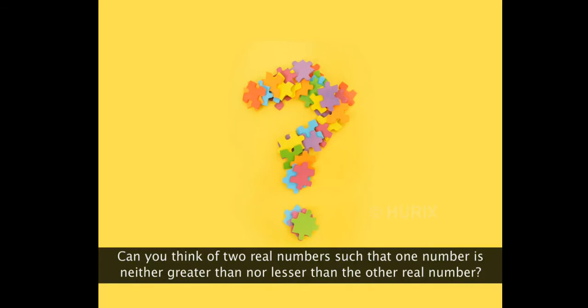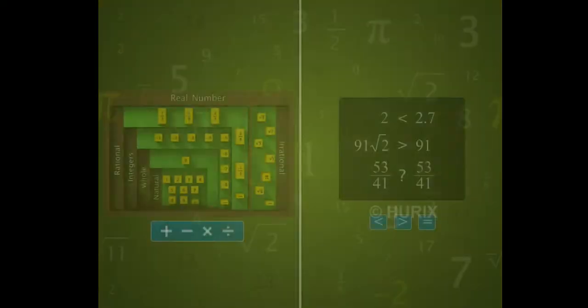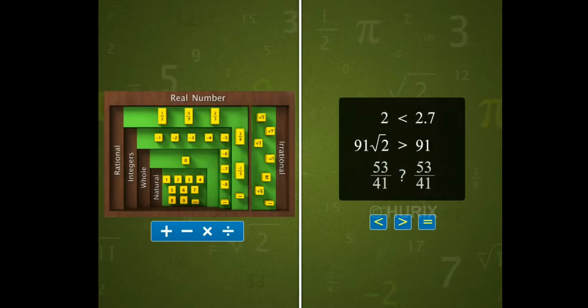Can you think of two real numbers such that one number is neither greater than nor lesser than the other real number? Which of the three signs shown here can be used to show the relation between these two real numbers? The two real numbers are equal.